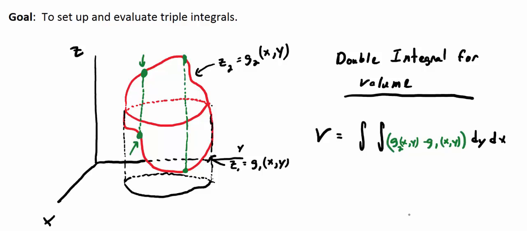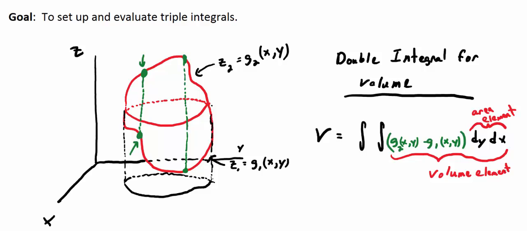I'll explain further. Actually, I can do it right now. This, dy dx, is your area element, right? If you multiply by height, which is g2 minus g1, you get volume. When you actually have a volume, you do get a volume element. So g2 minus g1 gives you the height, and height times area gives you volume.